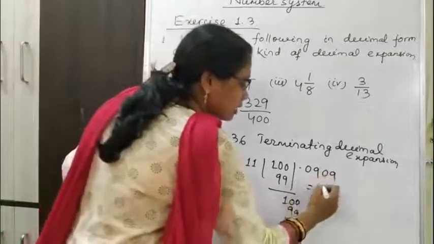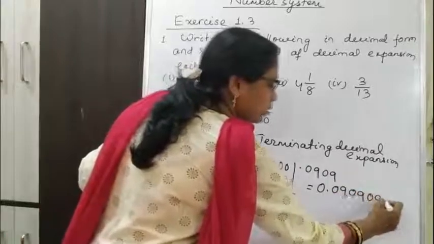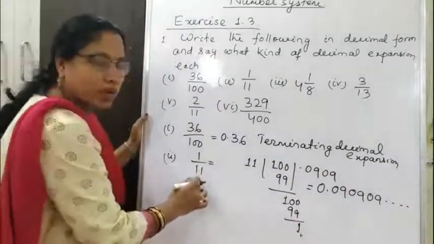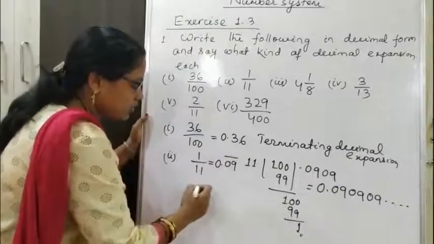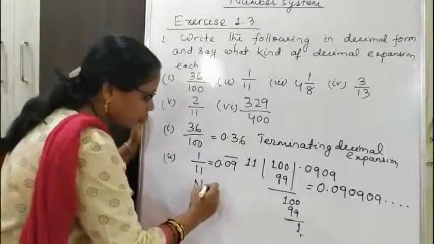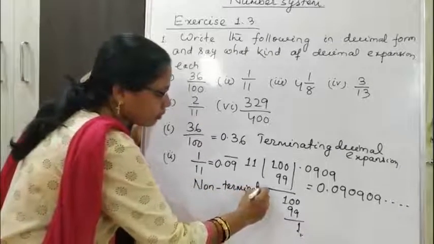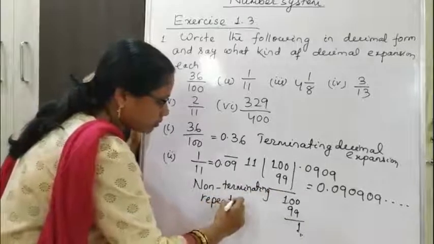So the decimal expansion is 0.090909. So here the decimal expansion of 1 by 11 is 0.09 bar. So this is a non-terminating repeating decimal expansion.